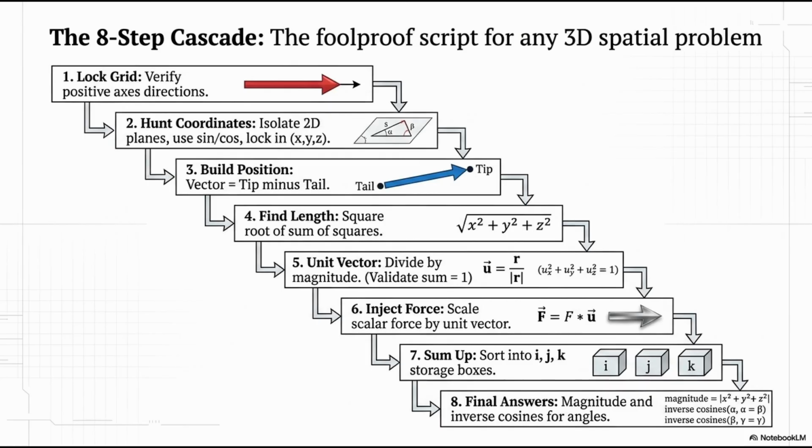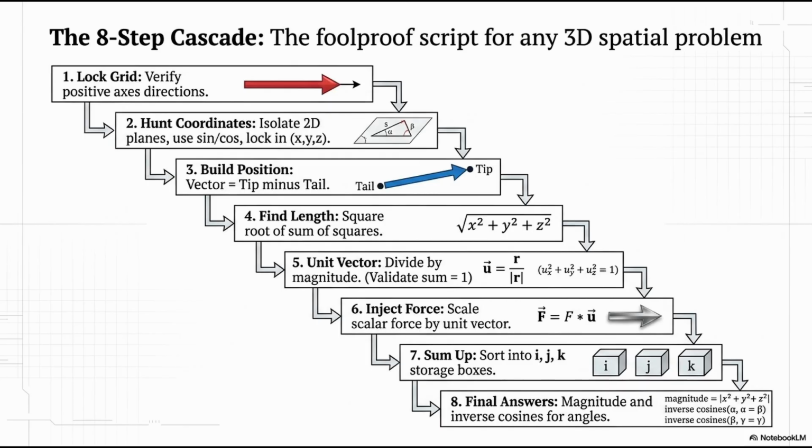Fourth, find the length. Get the scalar magnitude by taking the square root of the sum of the squares. Fifth, strip it to a unit vector. Divide the vector by its magnitude. And look at me. Verify that the squares sum up to 1 right then and there. Catch the glitch before it catches you. Sixth, inject the force. Scale it up by multiplying the scalar force by your unit vector. Seventh, sum them up. Combine your I, J, and K components into their separate storage boxes to find the total resultant vector. And eighth, get the final answers.